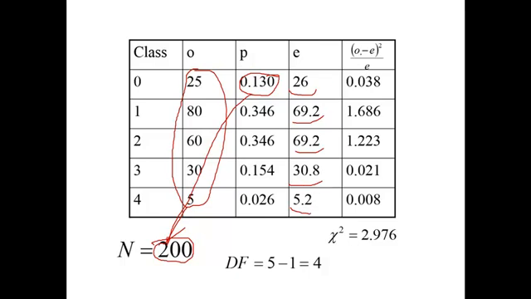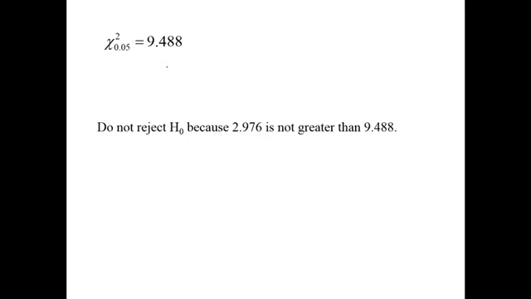And again, go through the mechanics of measuring how far each of these is out of line, and then adding them all up. This gives us a chi-square of 2.976 with 4 degrees of freedom. We do a table lookup. It has 9.488. So we do not reject, because the 2.976 is not greater than 9.488.